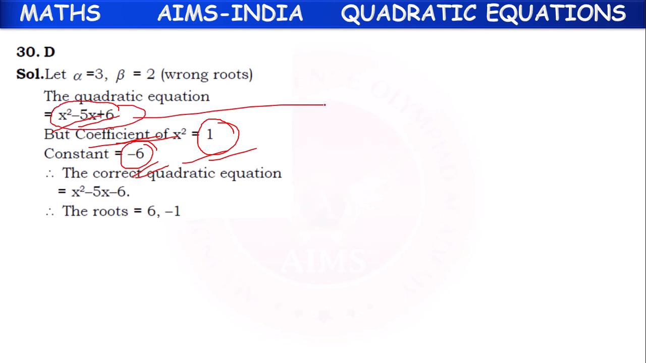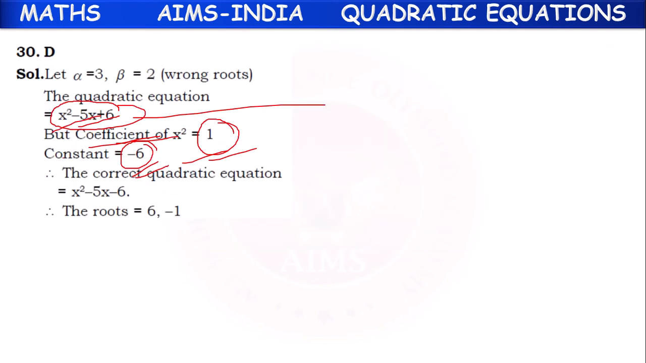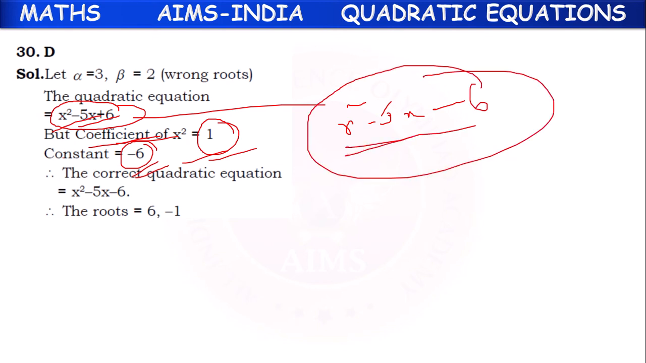Other students have taken the constant as minus 6 and the coefficient of x square as 1. So x square minus 5x, constant as minus 6. Others copied like this, but this student copied plus 6 instead of minus 6, and he got roots 3 and 2. But the constant should be minus 6. So the correct quadratic equation should be x square minus 5x minus 6.